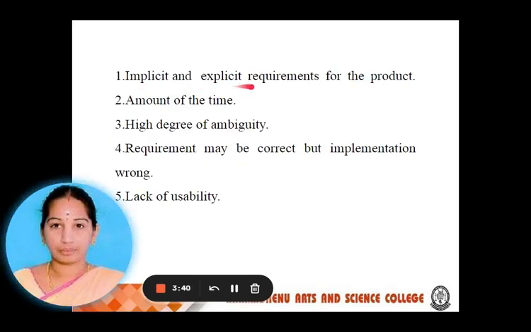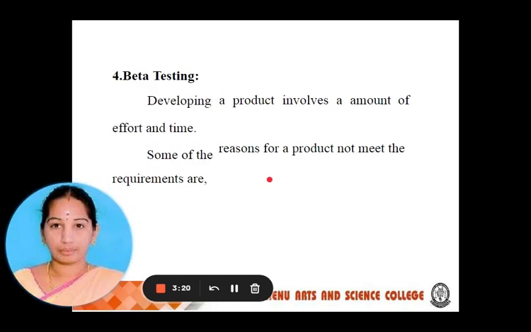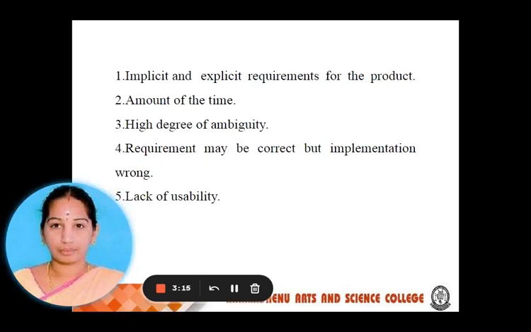It is the implicit and explicit requirements of a product. It may be an amount of time, because of a high degree of ambiguity. The requirements may not be correct, or the requirements may be correct but the implementation may be wrong. So, lack of usability. These are all the reasons when the project may not be good.